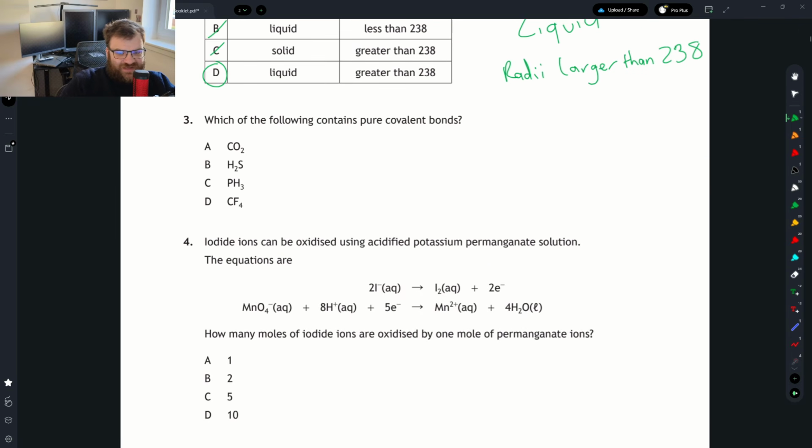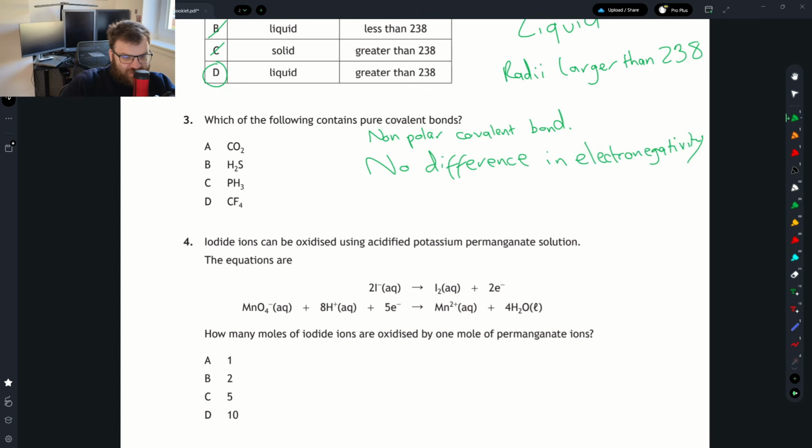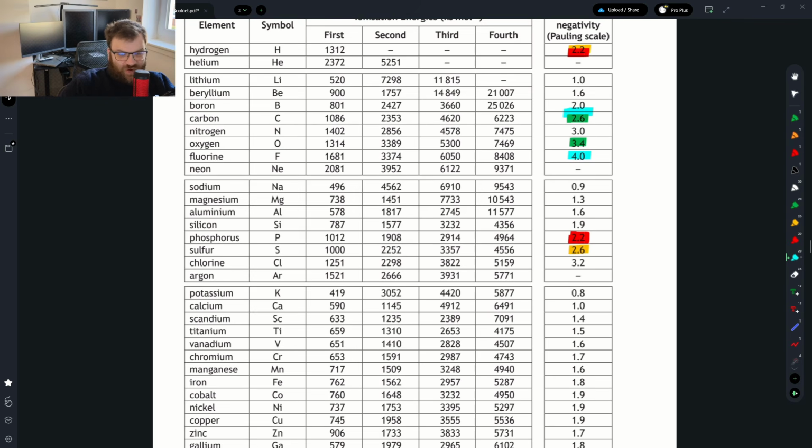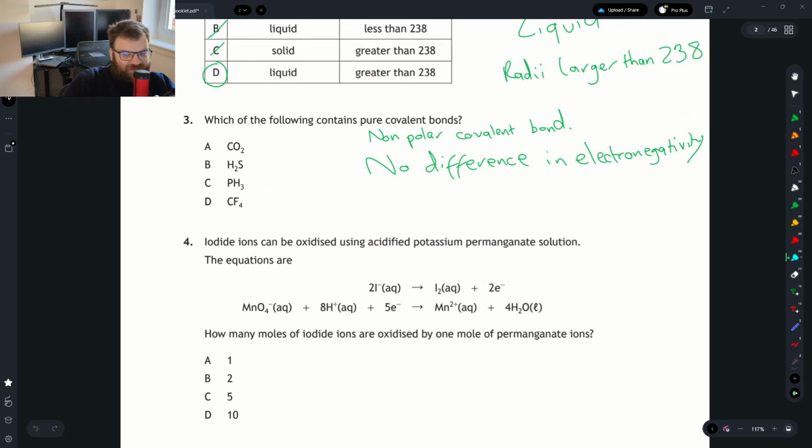In this one, they're asking us about pure covalent bonds. This can also be called a non-polar covalent bond. In this case, there is no difference in electronegativity. We want to go to the data booklet and find the values for each of them. Only phosphorus and hydrogen have the same values, and that would be the one that contains the non-polar covalent bonds. All the other ones would contain polar bonds.